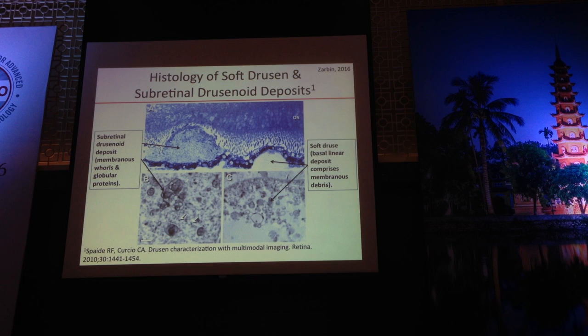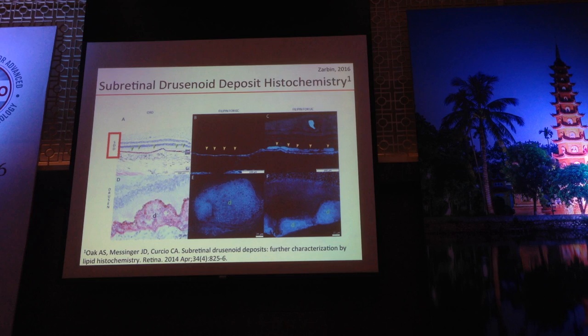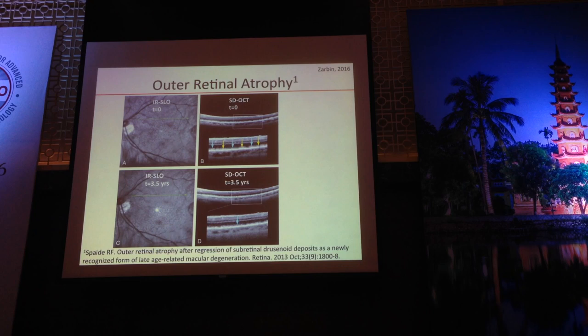But they don't just look different ultrastructurally, they are different biochemically. So subretinal drusenoid deposits don't have any esterified cholesterol in them, whereas basal linear deposit has lots of esterified cholesterol. Subretinal drusenoid deposits have a lot of unesterified cholesterol, and basal linear deposit also has unesterified cholesterol. So they're different materials. If we look clinically, what you can see is that when the subretinal drusenoid deposits regress, you get atrophy of the outer retina.